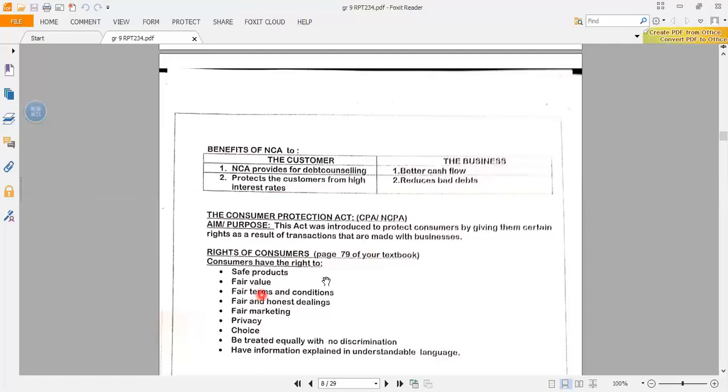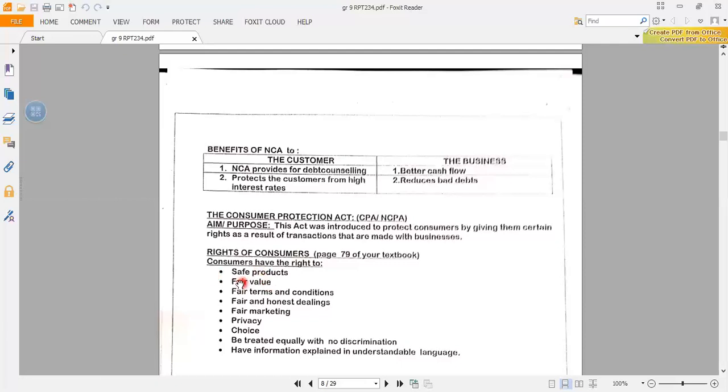The rights of the consumers are also on page 79 of your textbook. You also need to know all the rights that consumers will have. These rights are also listed in the Constitution in South Africa. Our Constitution is a legally binding document that the government has published so that every consumer or every citizen knows their rights. Okay, let's look at the first one.